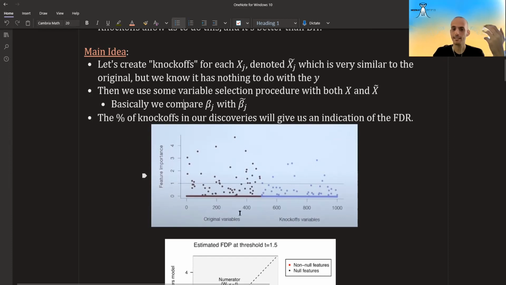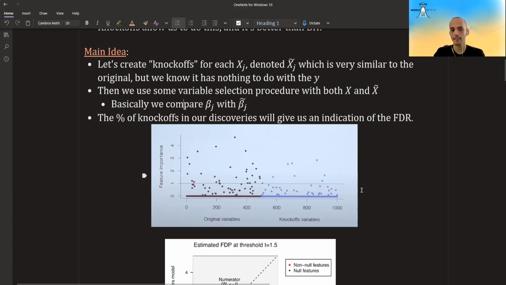And in this graph, you can see it like this. Suppose that the black dots are our original features and the blue dots are our knockoff features. And we use some variable selection procedure, and we get for each feature some importance score.